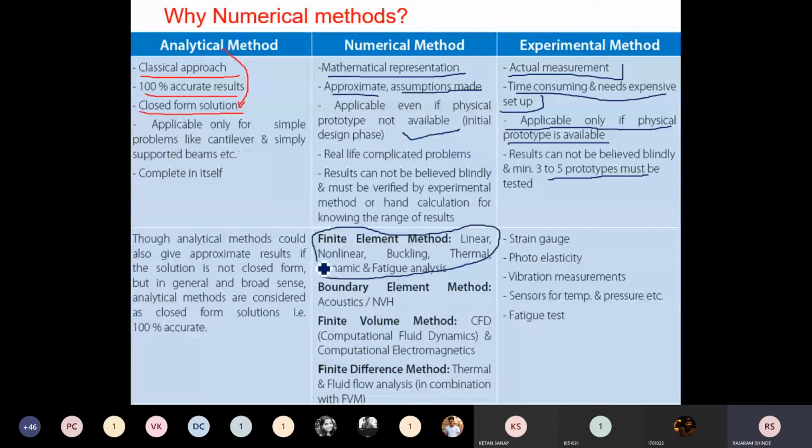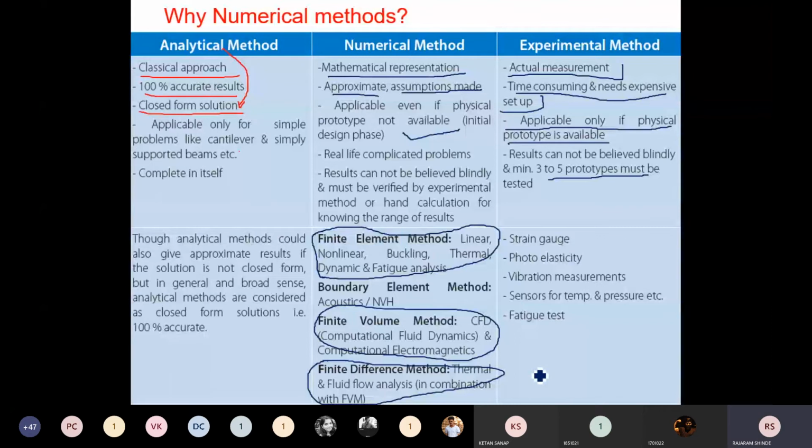If you are interested in fluid dynamics problems, computational fluid dynamics, then you go for the finite volume method. The finite difference method you have already studied, and I will compare it with the finite element method in the coming slides. The finite element method is similar to the finite difference method, but there are some differences. What that difference is, we will discuss.